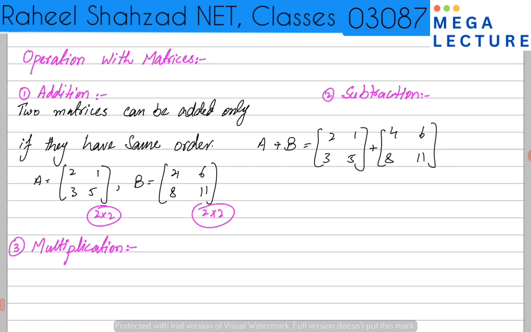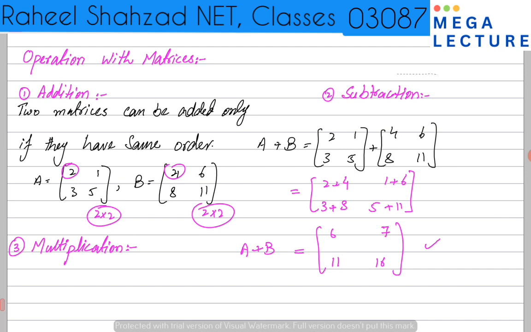How are we going to add them? The first entry is added to the first, so it is 2 plus 4, 1 plus 6, 3 plus 8, and then 5 plus 11. So this is going to be 6, 7, 11 and 16. So A plus B is equal to 6, 7, 11 and 16. This is how we add these two matrices.